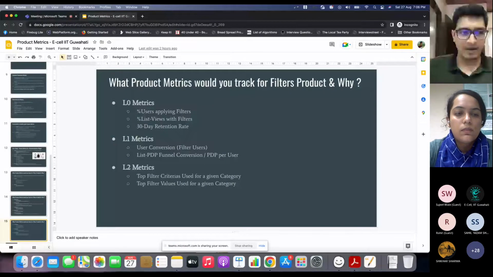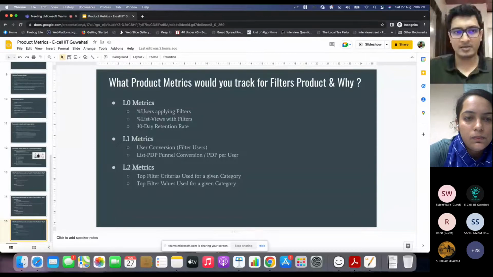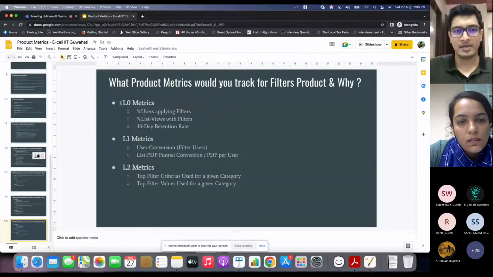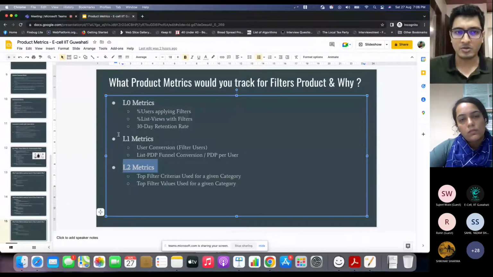And then, as I told you, there is typically a hierarchy of metrics. As a PM, you will have to arrive at what are the L0, L1 and L2 metrics. L0 metrics are very important, and your skip manager would also be tracking them. L1 metrics are the ones that you and your manager would be tracking. And L2 metrics are probably the ones that you as a product manager track, but not necessarily everyone else tracks.